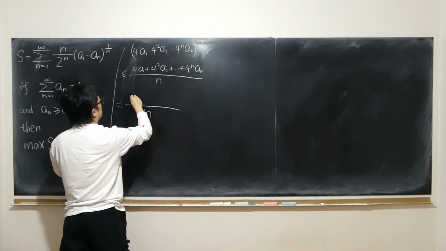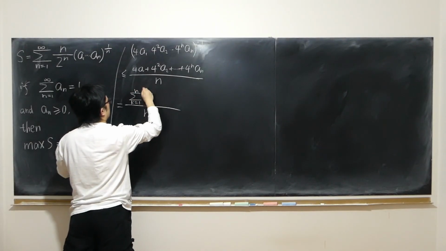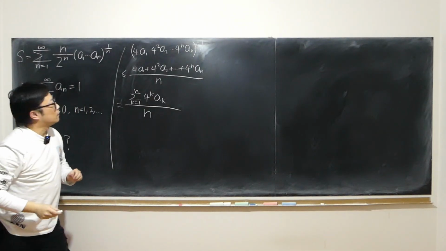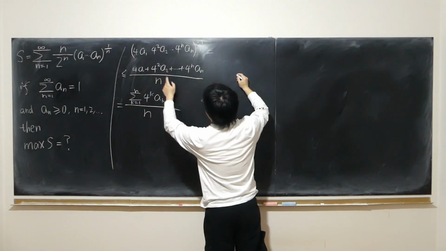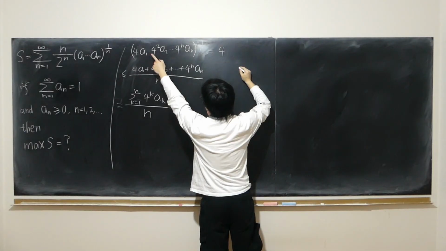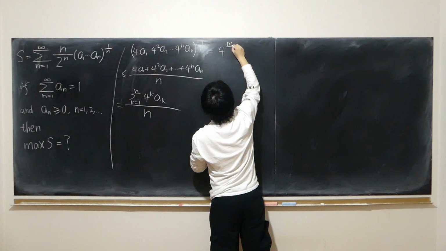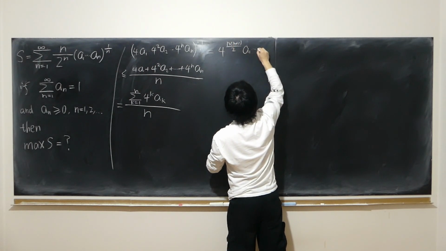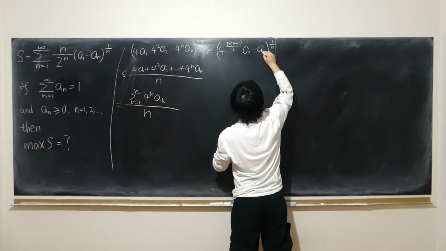That is the sum k from 1 to n of 4 to the power of k times ak. And at the same time, this is equal to what? So simplify 4 to the power of the sum of 1 plus 2 all the way up to n. Again, half of n times n plus 1, we have the formula. Times a1 all the way to an, raised to the power of 1 over n.